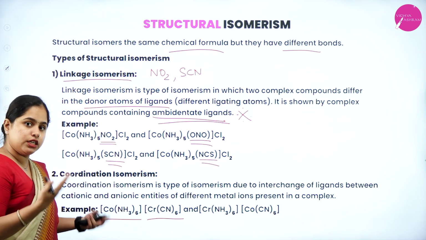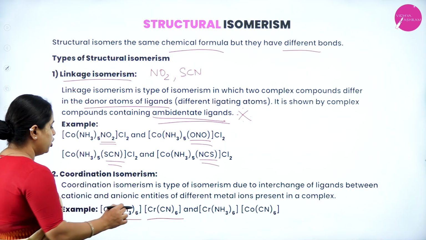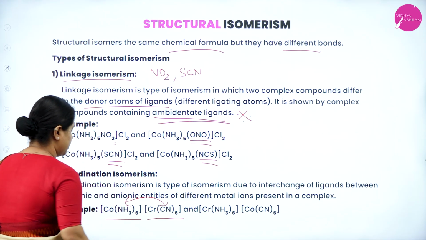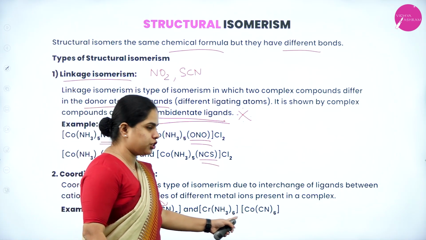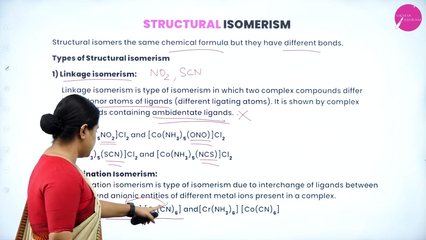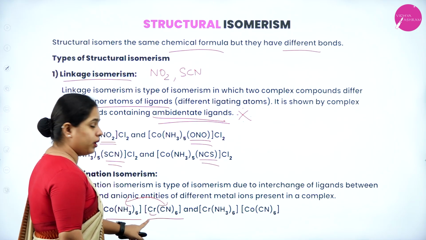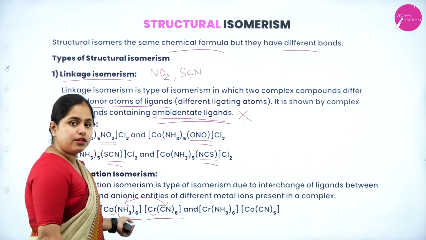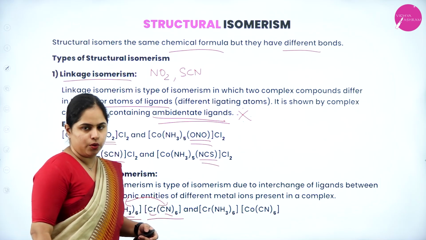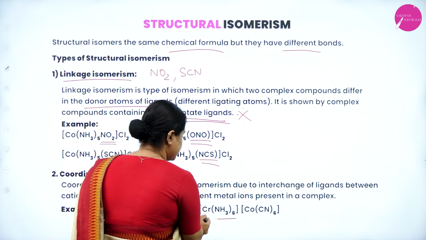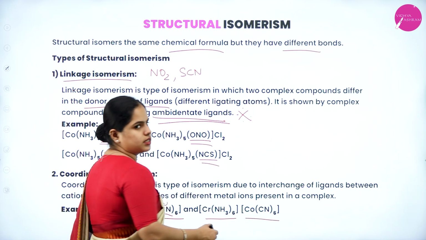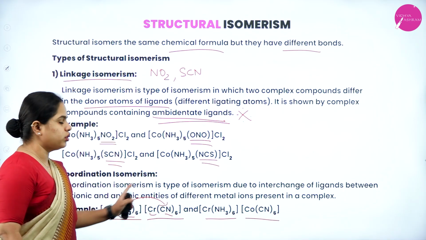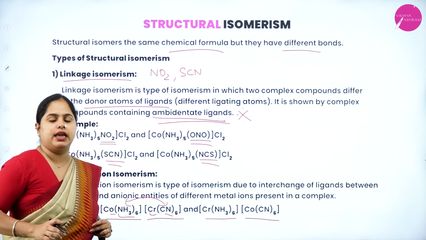You have to write the coordination isomer for this. So what will you do? You will exchange the ligands of this. So what will you get? Cr(NH3)6. That is, now chromium is forming the bond with the amine ligand, and cobalt will form the bond with cyano, right? So that is what you can see here, Cr(NH3)6 and Co(CN)6. So in both these cases, just exchange the ligands, okay?